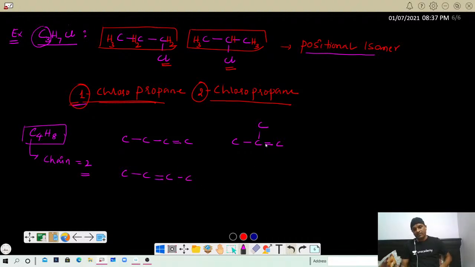Of course, with reference to this carbon, all positions are equivalent. Wherever you put it, between the first carbon, the third carbon, or the second carbon, you will get the same type of compound. Therefore, all are equivalent positions. Such positions are called equivalent positions.